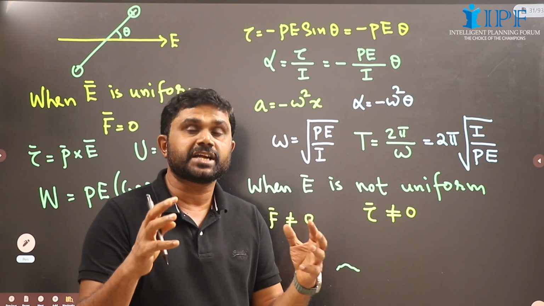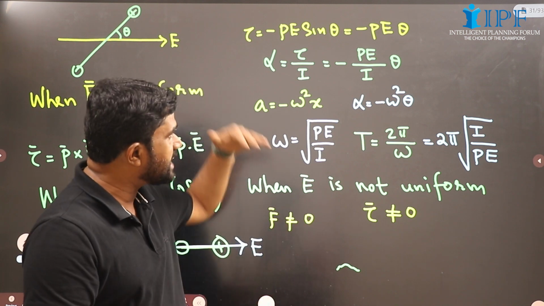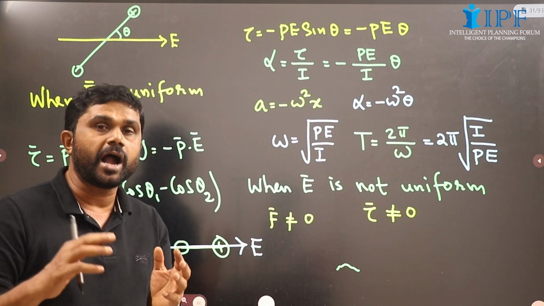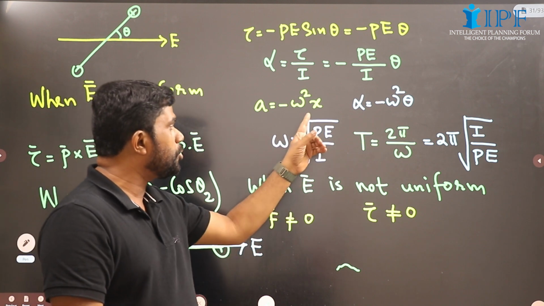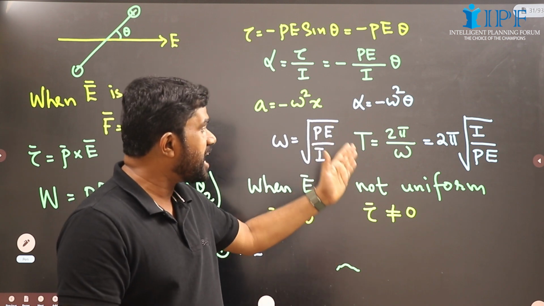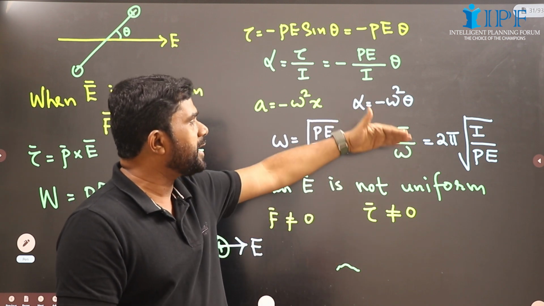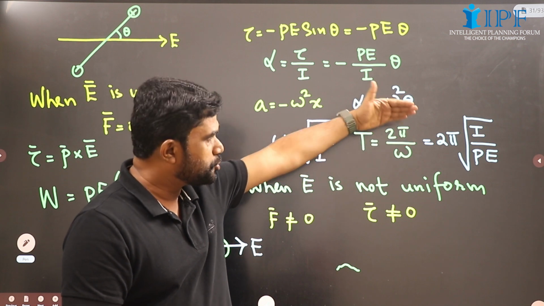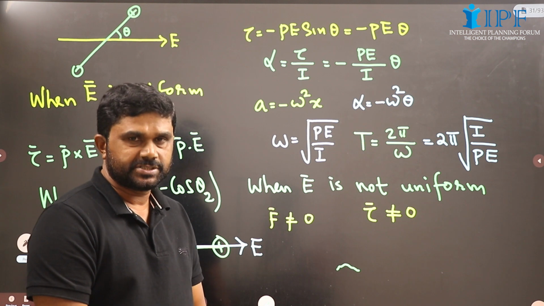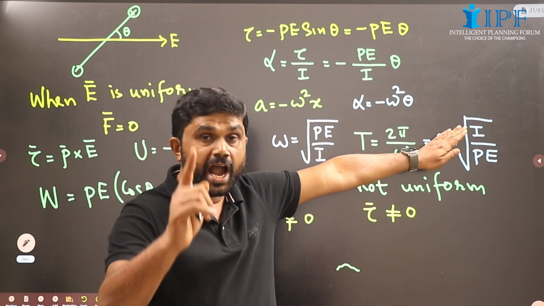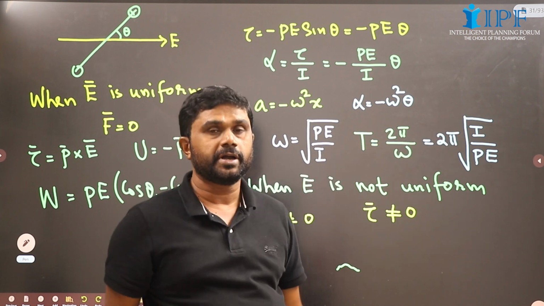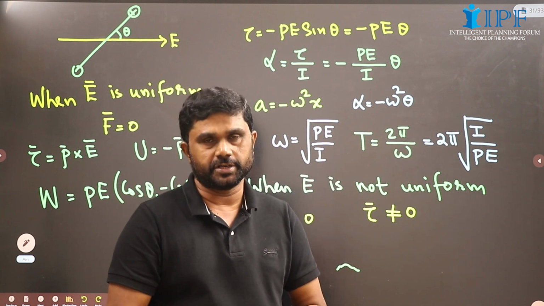So children, what stands for omega square in this expression? That is pE by I. So omega, the angular velocity, will be under root pE by I. The time period is 2 pi over omega, so 2 pi times under root I divided by pE. This is the period of angular SHM of an electric dipole placed in a uniform electric field.